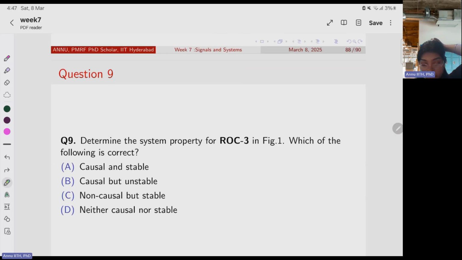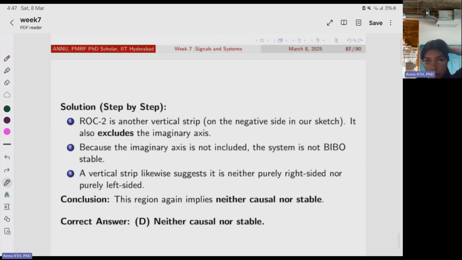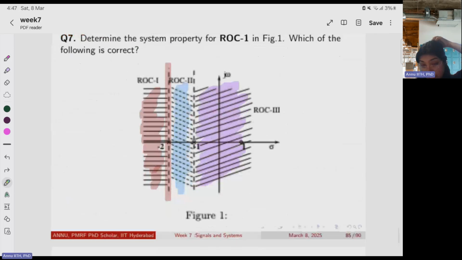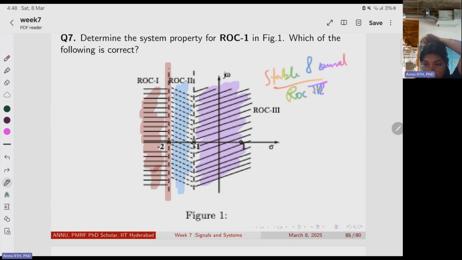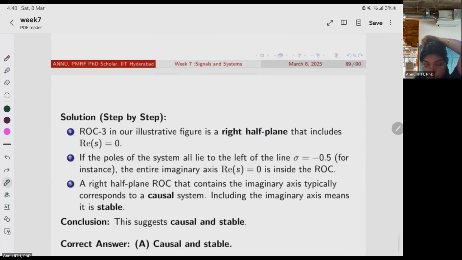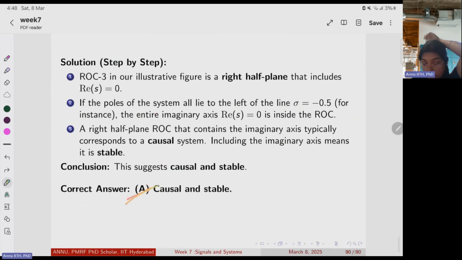Question number 9. Determine which property holds for ROC3. Let us see ROC3 here. Since it is to the right of the rightmost pole and also involves j omega, it is stable and causal. It should be stable and causal. The answer is illustrated here: causal and stable.